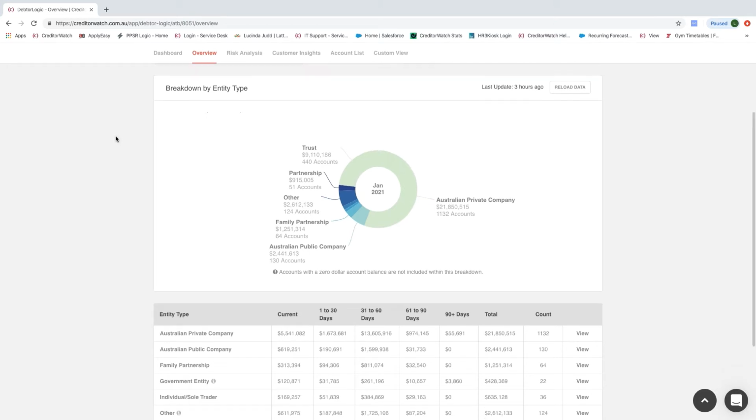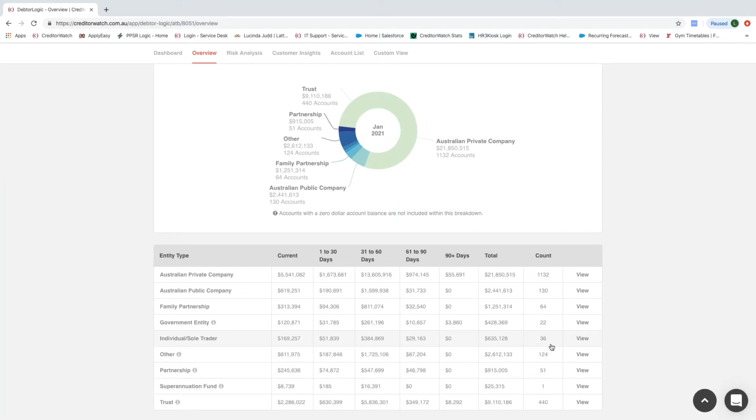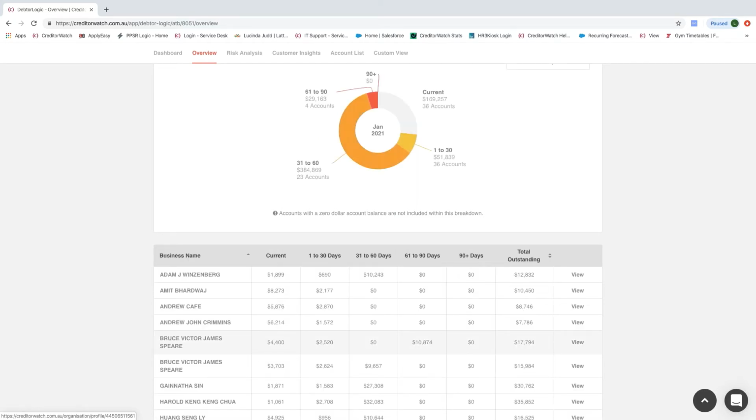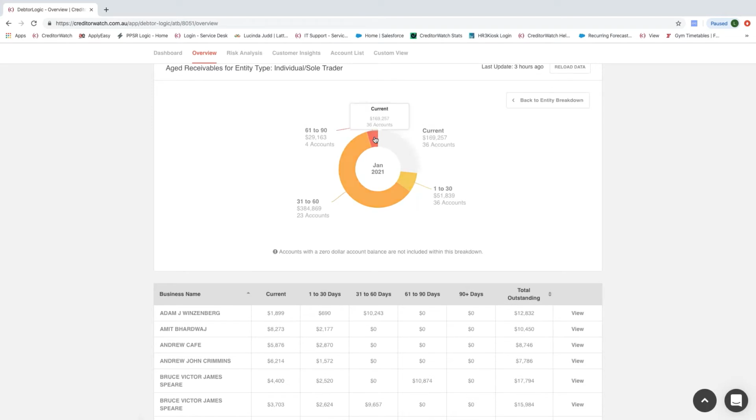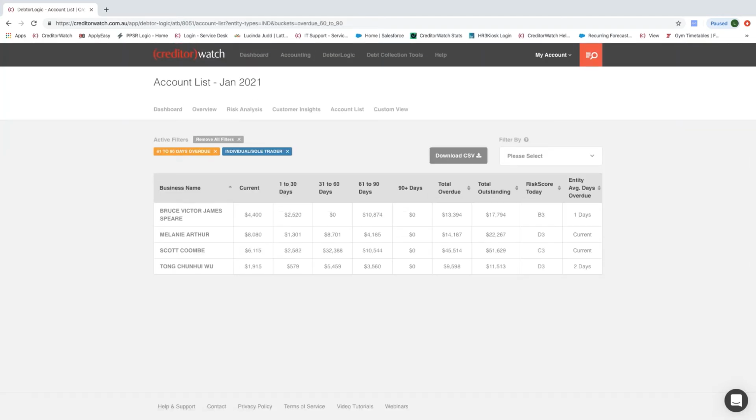So we know that sole traders, we know that trusts and partnerships are actually a little bit more difficult to deal with, a little bit more tricky. So you could use this information to focus on those debtors first, just based on that background. And we can see here you've got about 36 accounts in sole trader and about $600,000. So you might want to jump in there and take a look who they are, and then again, how they're paying you. So if it's slightly more overdue, there's a specific list for you to target there for collections.